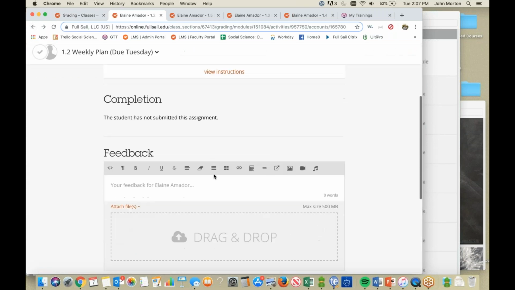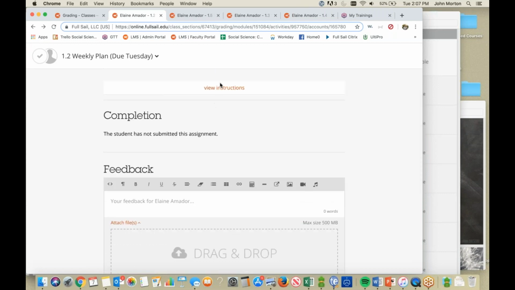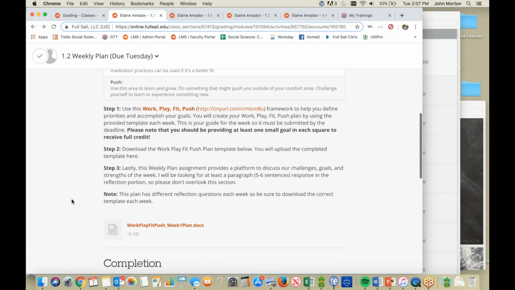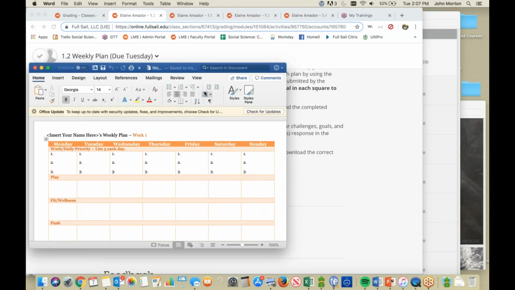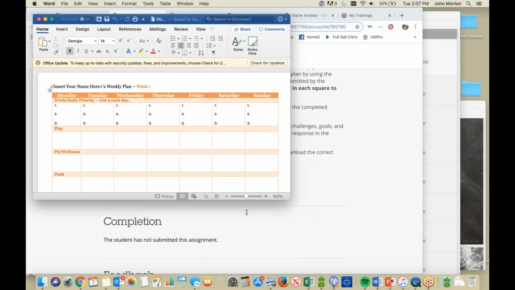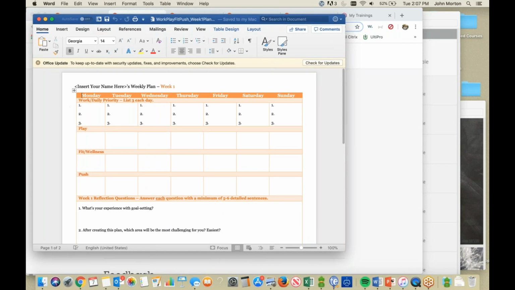We actually have a template prepared, which I will pull up and show everybody. It's down here. So if you haven't seen the template, you can come down here and you can click on it. We'll open up our template. And it should look something like this. So, it's pretty self-explanatory. Insert your name here. Weekly plan for week 1.